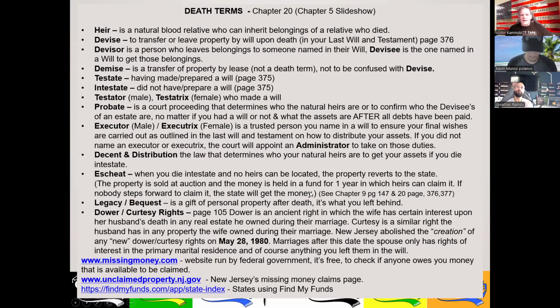Now, if they cannot locate any natural heirs or relatives, your stuff will go to the state by the process of escheat. Basically, they'll sell all your stuff at an auction and put all that money in a fund for 1 year, in which time your heirs can step forward to claim it. But if they don't, the state gets it. Do you want the state to get your stuff? They already got enough of my stuff, right? They don't need any more of my stuff after I die, right? So you probably should get a will.